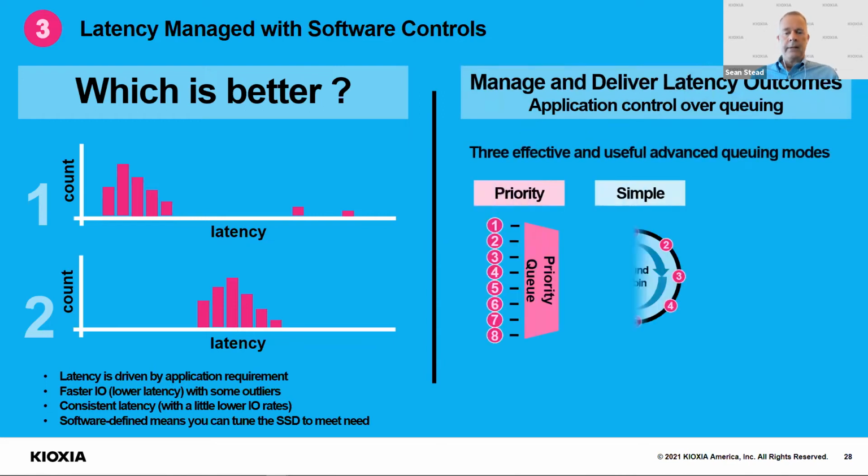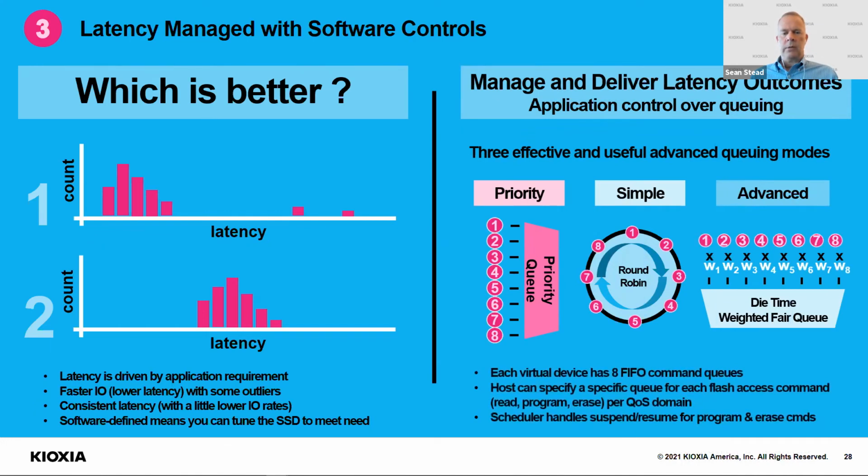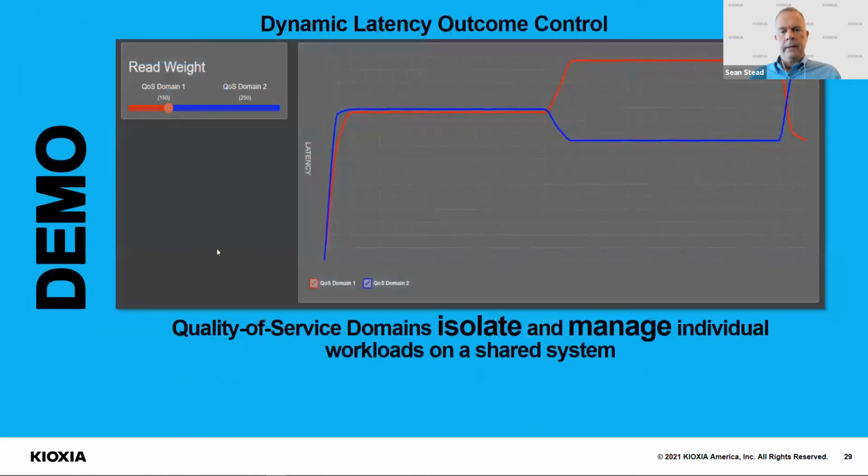From the host side, you can manage the I/O deliverables all in software with software-enabled flash's 3 unique queuing modes. You can choose the 8 FIFO command queues in a priority mode, a simple round robin, and software-enabled flash technology also introduces an advanced feature with die time weighted fair queuing, where the scheduler will actually handle the command queues for you. Again, here we're showing real prototype hardware. It's not a simulation.